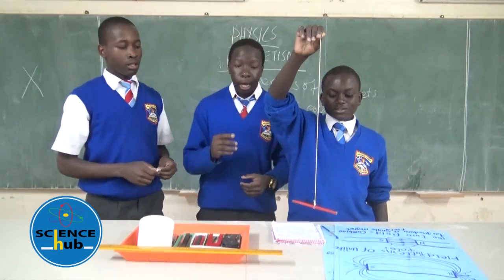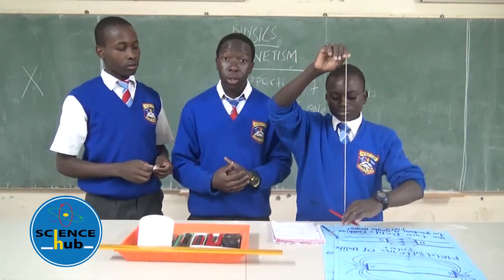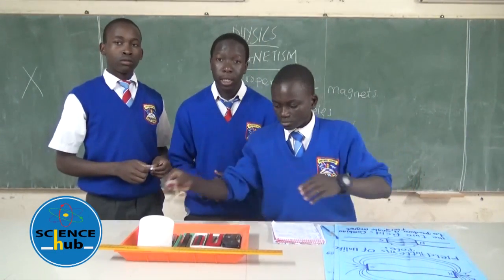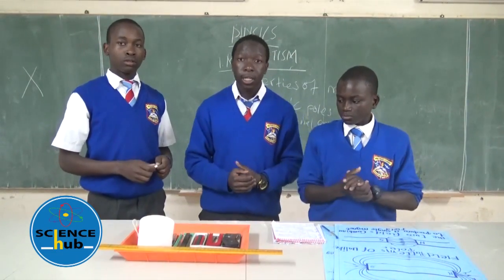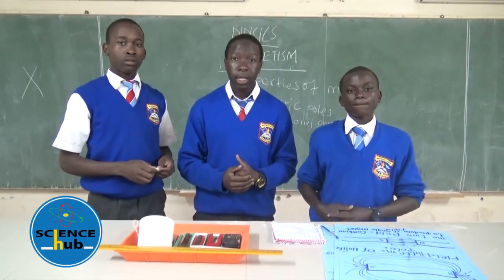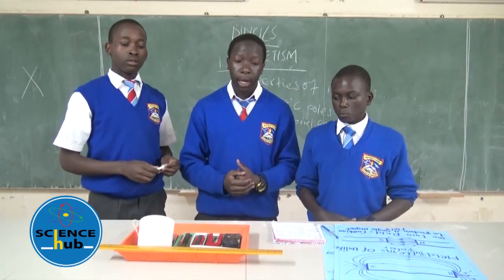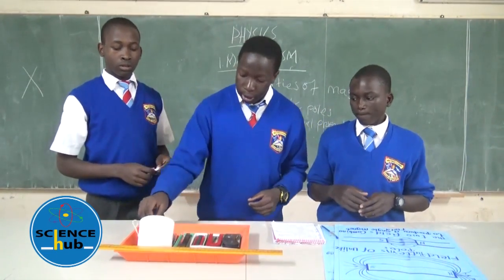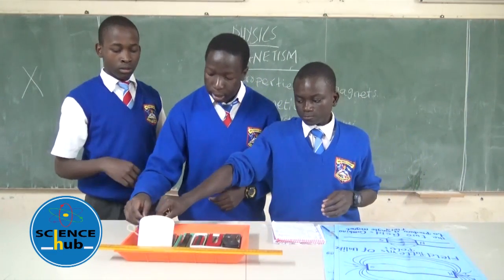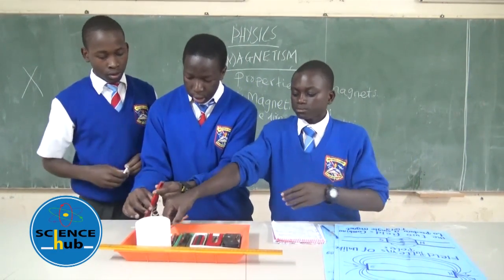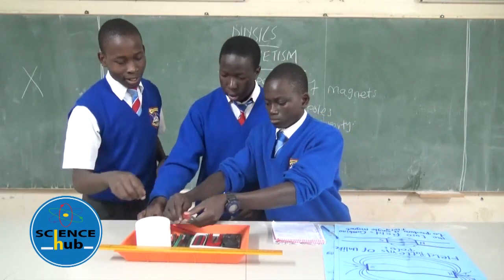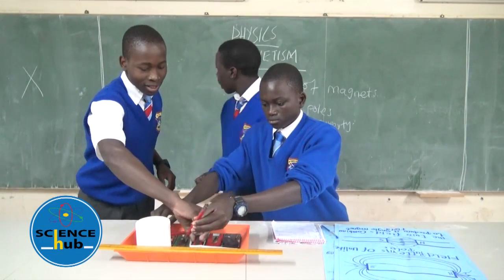And in magnetism, you shall also get to know the basic law of magnetism. It says that unlike poles attract, while like poles repel, which shall also be demonstrated using the bar magnets. So we can use the less strong one.